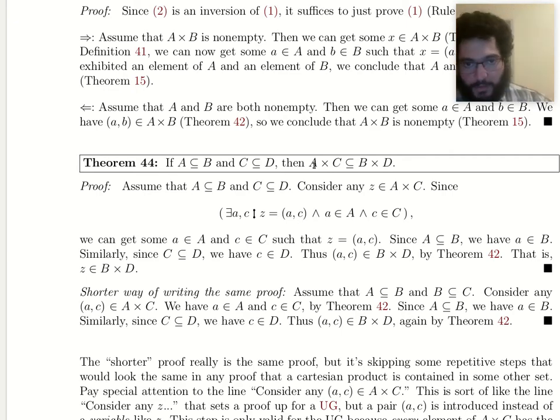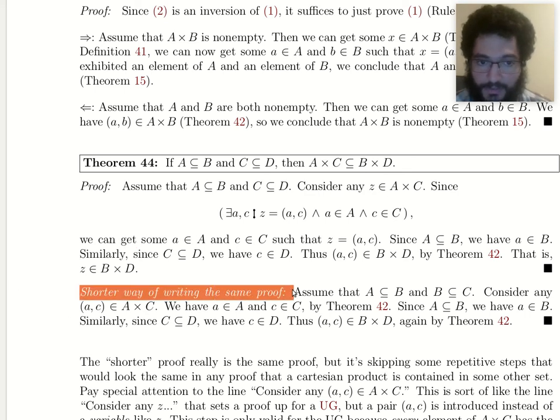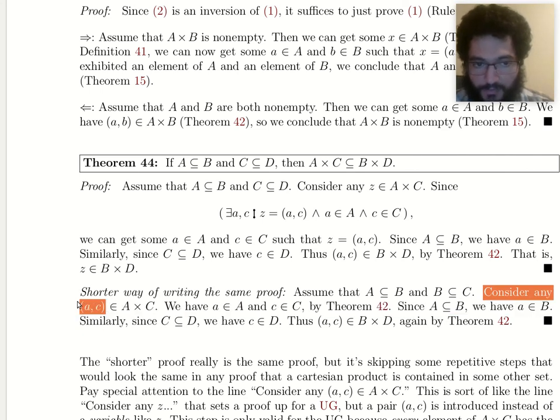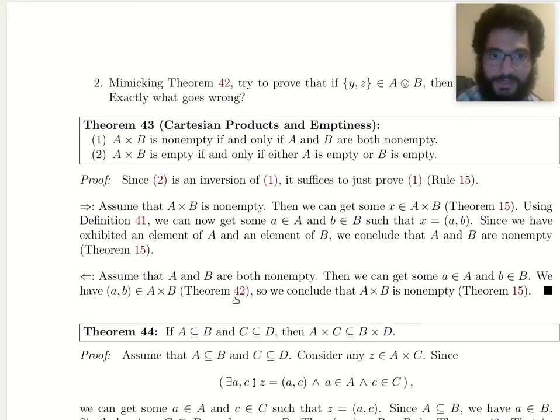As you have seen with proving that Cartesian products are subsets of things, we can say things like consider any z in the Cartesian product, and then we have to deal with an extra existential instantiation. But you've seen before that we have a shorter way of writing this, which is just a convention where we skip past that initial part and we just say consider any, and then we write this thing in the form of a pair to begin with. And that's something we can do because this is known to be a set of pairs. Cartesian product is known to be a set of pairs.